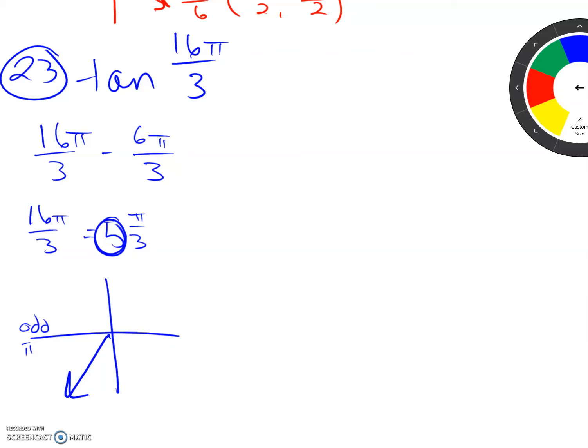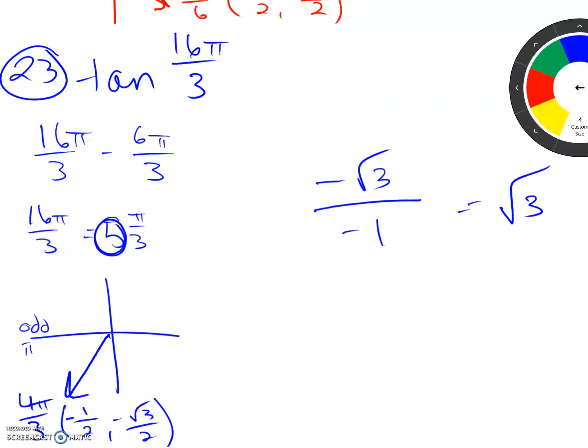So in quadrant 3, the angle that's over 3 is 4 pi over 3. So that's the angle you're coterminal to. That coordinate is negative 1/2, negative root 3 over 2. So if you want to do tangent, remember tan is y over x. So tangent would be negative root 3 over negative 1, which would just be positive root 3.